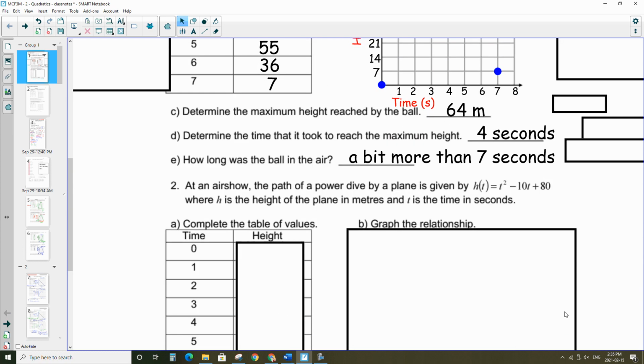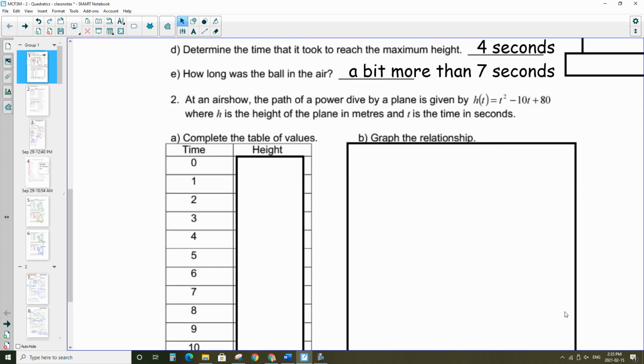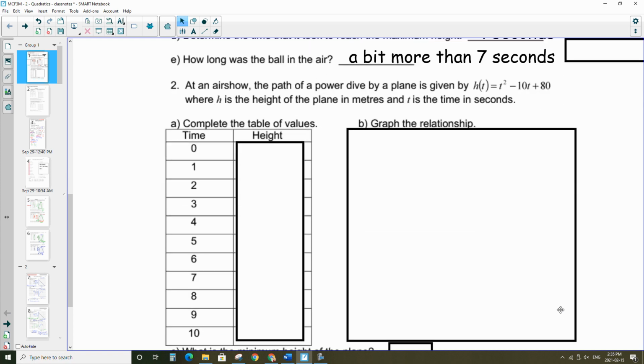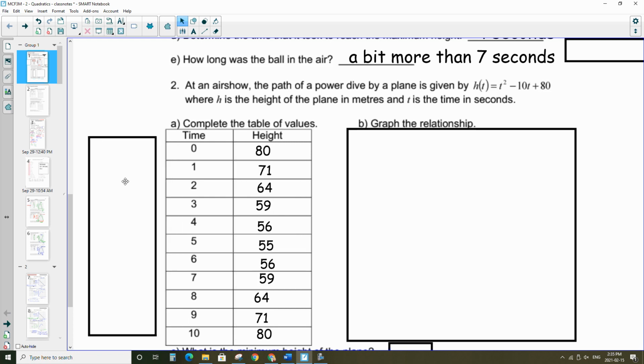I've got one more here for you. We have an air show, and there's a power dive by a plane that's given by the following equation. So it's one of those planes that do stunts. h is the height of the plane in meters, and t is in seconds. So I've got my times here, and I want to see at these different times what is the height of the plane. So I did the same thing as in question 1.